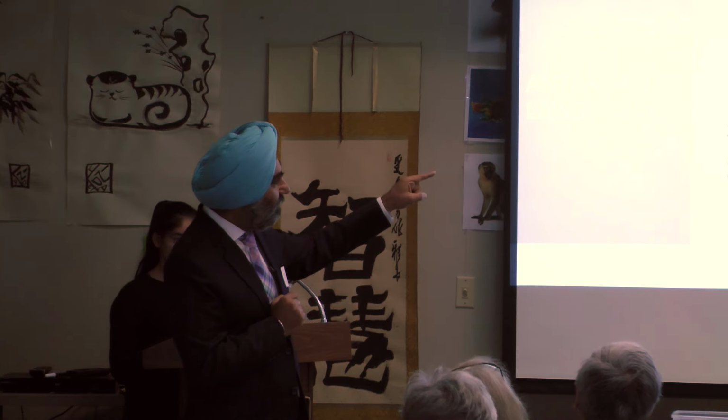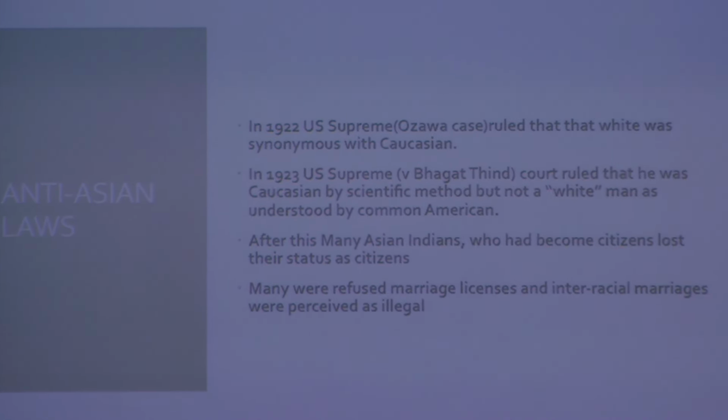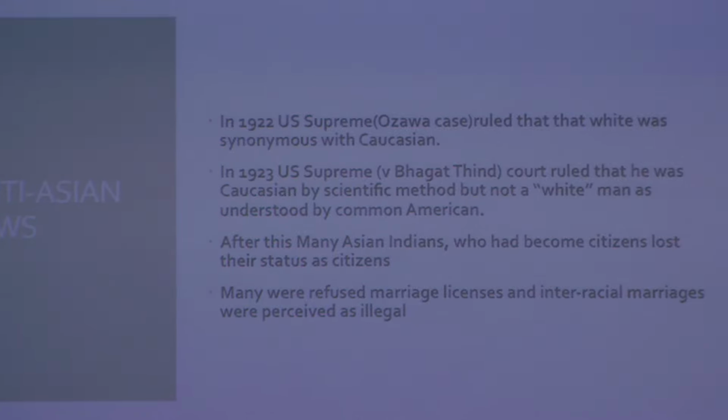So after this, many Asian Indians who had become citizens through some other methods all lost their citizenship. Many were refused marriage licenses, and interracial marriages were perceived as illegal. So this is Mr. Thind's picture. I really like what he said. He said, you must never be limited by external authority, whether it be vested in a church, man, or a book. It is your right to question, challenge, and investigate. So this is his picture just before he died in 1965, and he eventually became a US citizen.